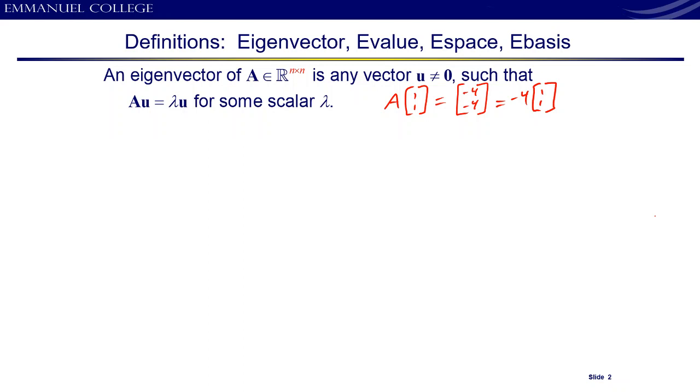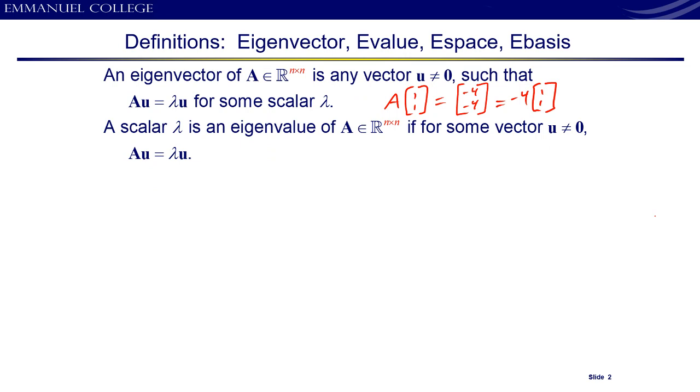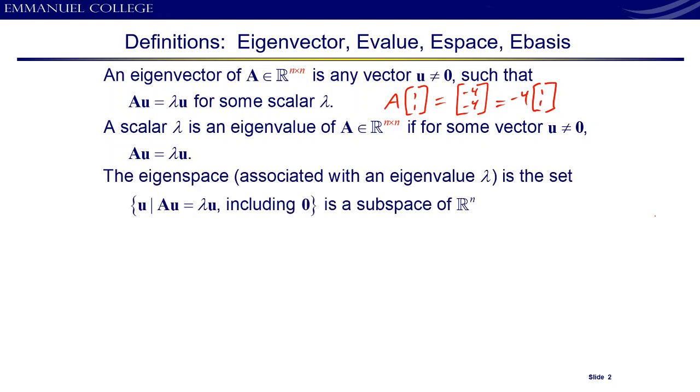Now, not all eigenvectors are going to be as simple as that. And remember, an eigenvector has a corresponding eigenvalue. So, in my example, 1, 1 is the eigenvector with the corresponding eigenvalue of -4. So, the eigenvalue is what makes this matrix equation true. The eigenspace associated with an eigenvalue lambda. Now remember this is one thing to keep in mind. Every eigenvalue has its own eigenspace.